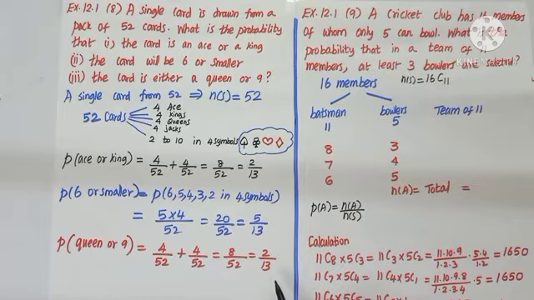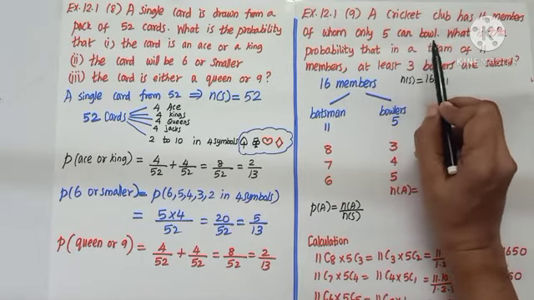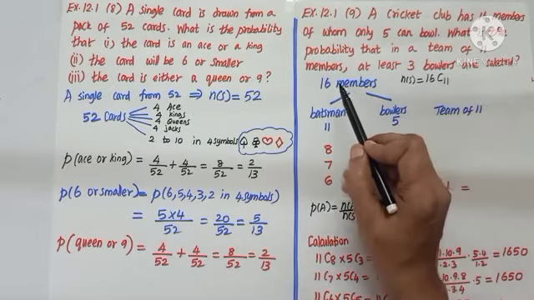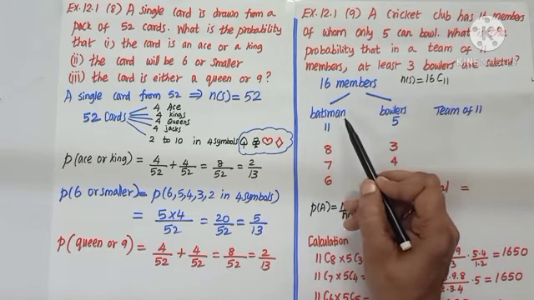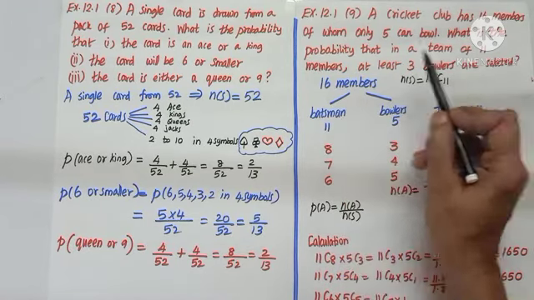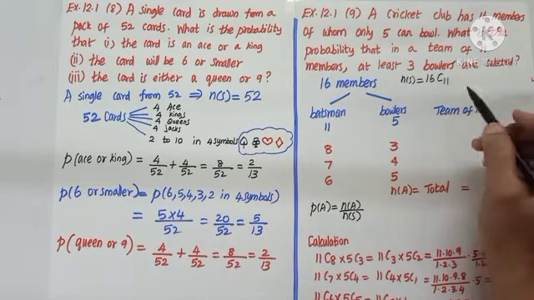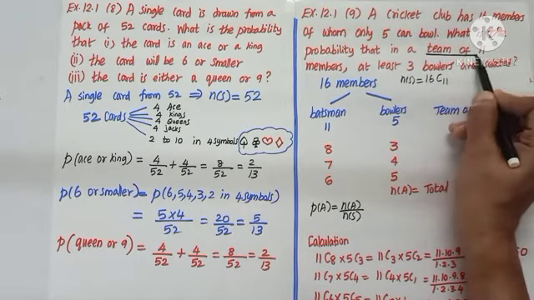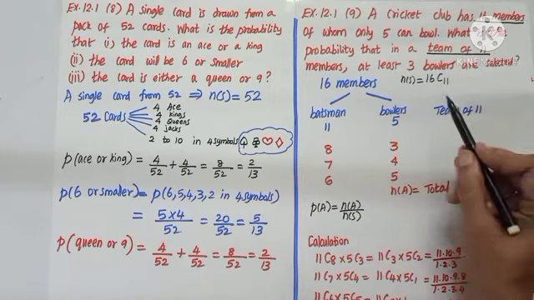Question number 9. A cricket club has 16 members, of whom only 5 can bowl. So the bowlers are 5 out of 16. The remaining people, we can put in some other head, say batsmen. What is the probability that in a team of 11, so I want a team of 11 from 16 members. So what is n of s?